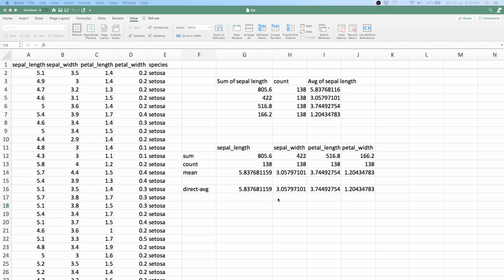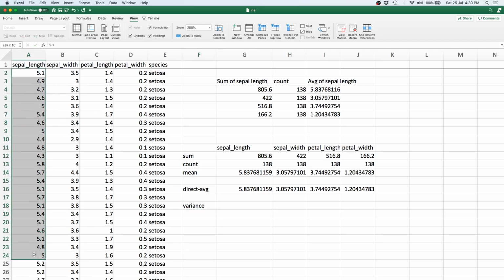Let's continue and try to compute the variance also this time. As we know, the variance is basically you take the average of a particular column, you subtract each value from the column, that average, and then you square that value and take the average of that value.